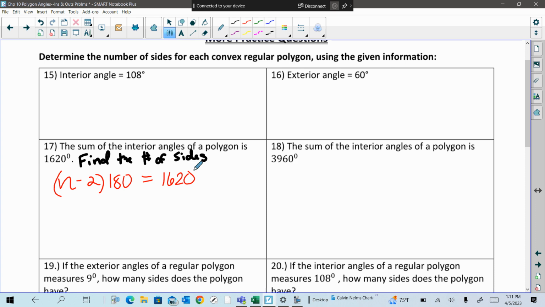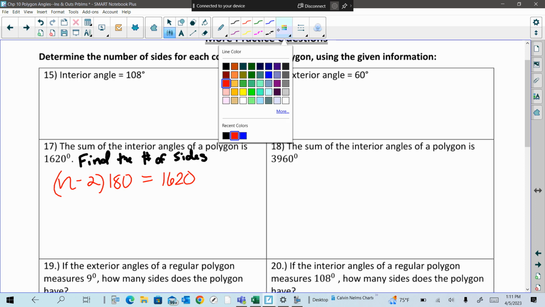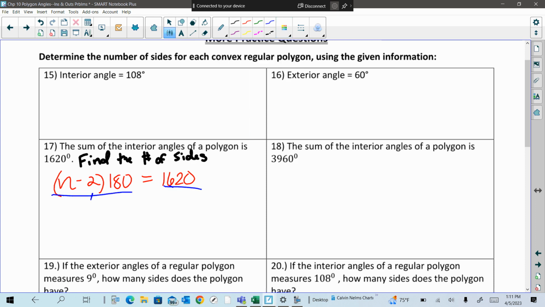Now we have to work backwards here. We're trying to get n, the number of sides. What are we going to do to isolate the variable? The first thing we need to do is divide both sides by 180. Now I have n minus 2 equals 9. Now I need to get the n, so I add 2 to both sides. My number of sides is 11.